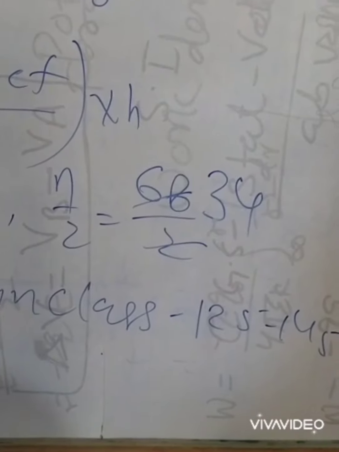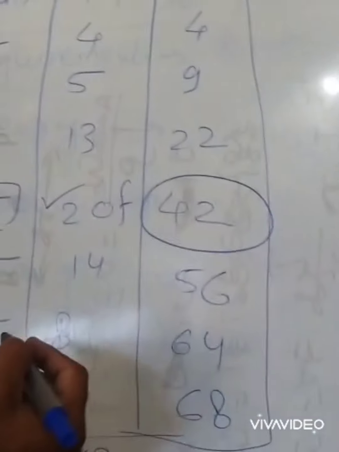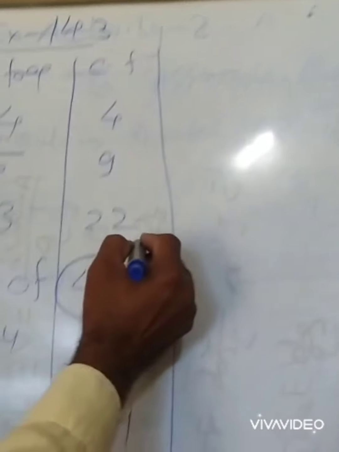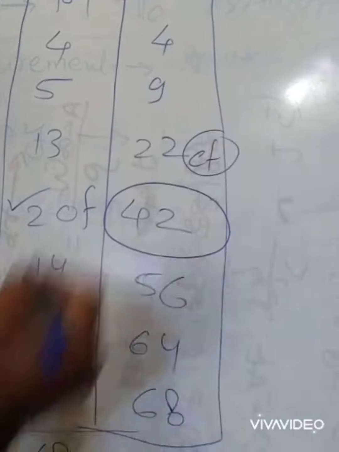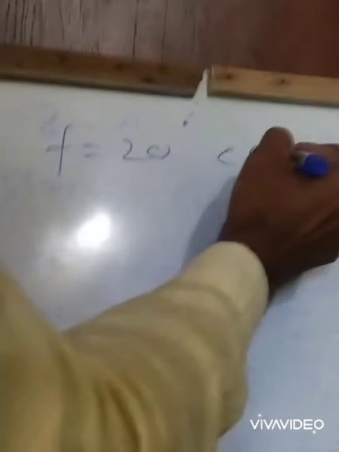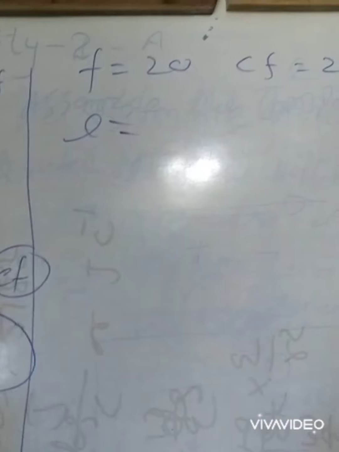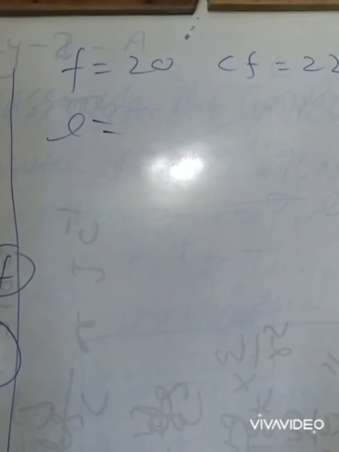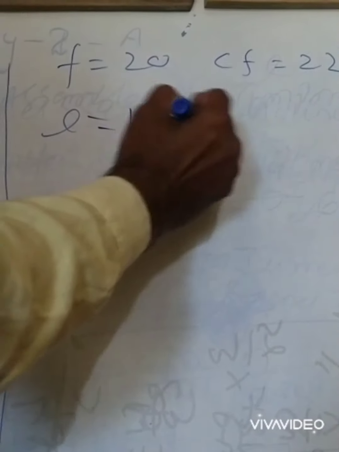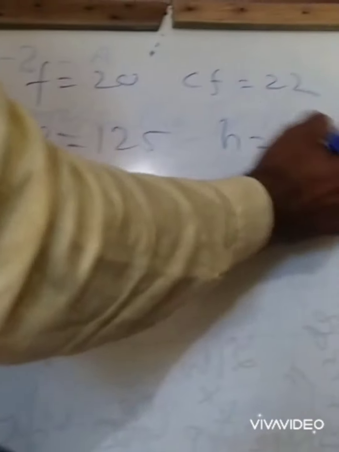Clear? So what is our n by 2? This is 34. What is our CF? This is the CF. So we have here f is 20, CF is 22, L is the lower limit, this is 125. Okay, and see the h, the class interval, what is the interval between them, it is 20.